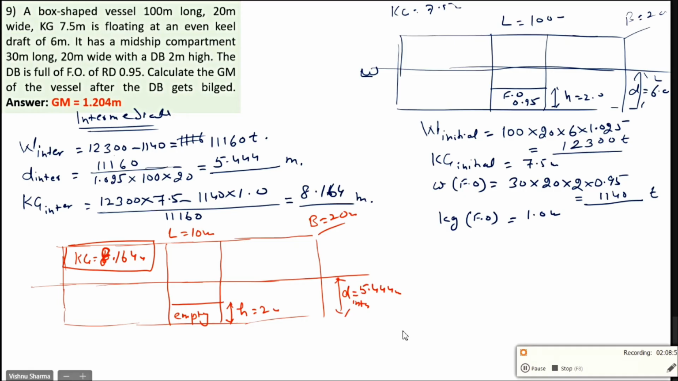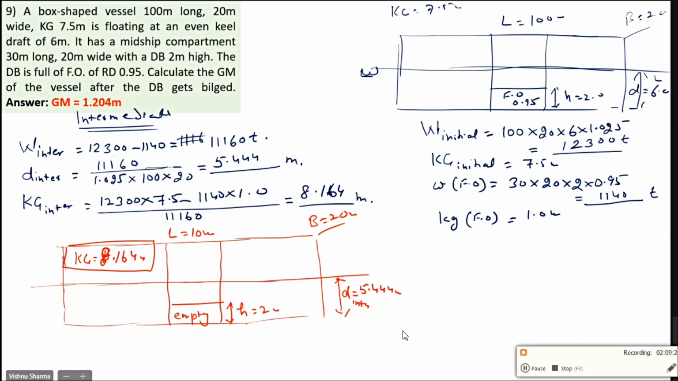Guys, these two vessels drawn, one blue, one red. Do you agree that everything is the same as far as weights and their distribution are concerned, except the DB tank? In the initial condition, the DB is full of fuel oil. In the intermediate condition, the DB is empty. Other than this difference, there is no other difference as far as weight and their distribution is concerned. Yes or no? Agreed, guys?